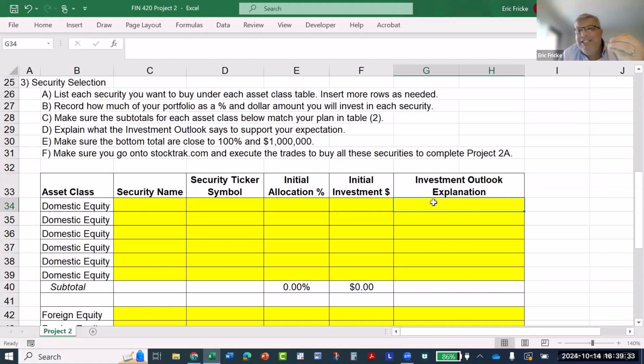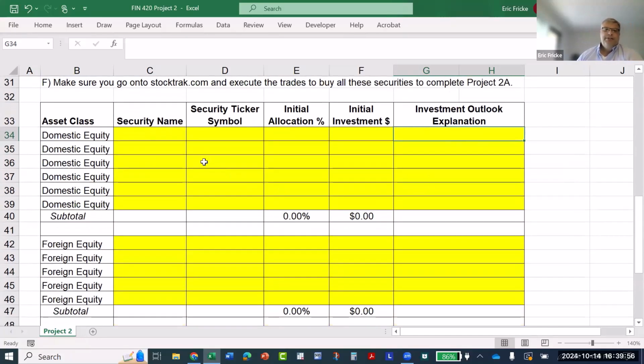There's a little creativity here. I don't tell you which ETF to buy for the domestic equities. You have to pick that. But in terms of going out with your own strategies, that's for project 1. This is project 2. It's read, understand, and implement a fairly high level investment outlook from a big deal company. So you're going to do all that here.